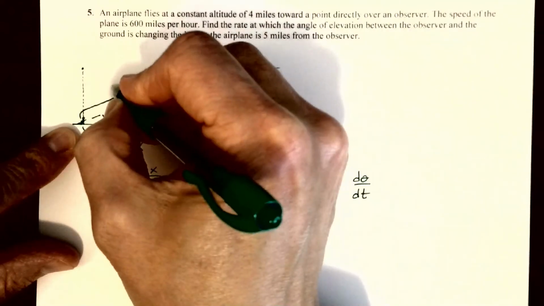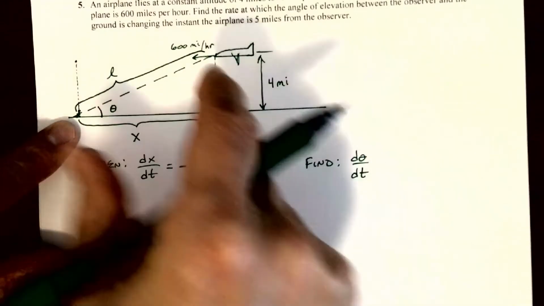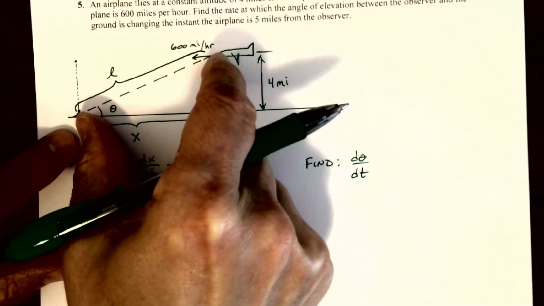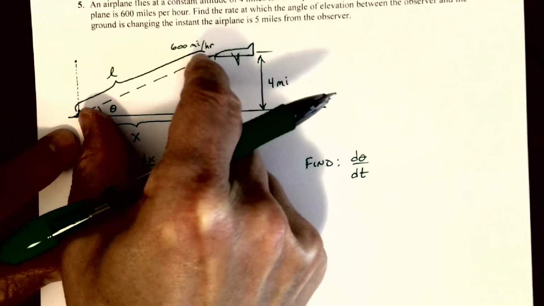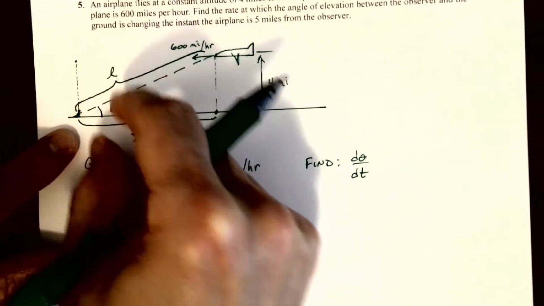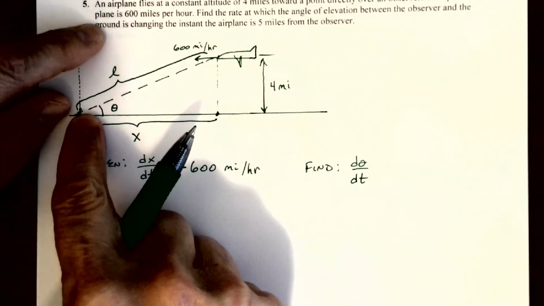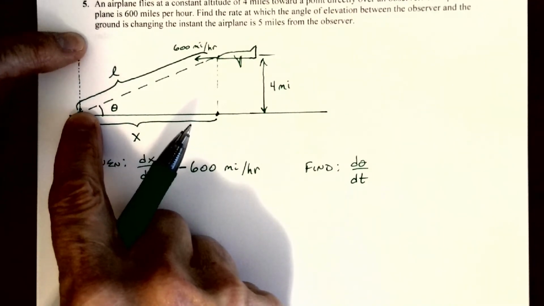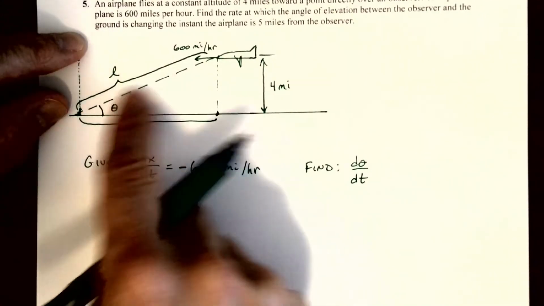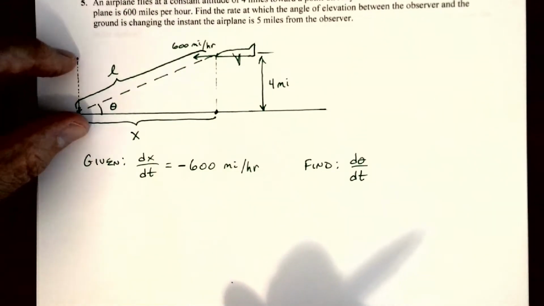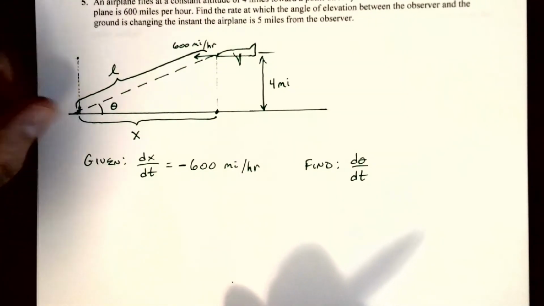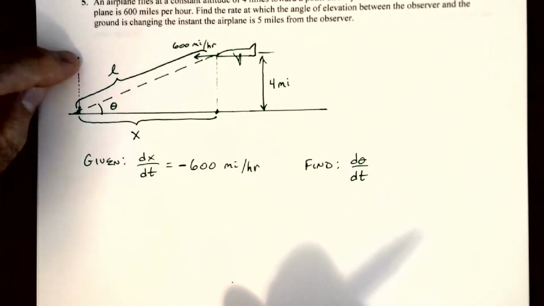The answer, it's changing. We'll call that L, the length of the distance between the observer and the airplane. Right? As the plane gets closer and closer, that distance changes. In fact, when the plane becomes directly overhead, then L goes to 4 miles. So L is getting smaller, getting closer and closer to 4 miles as the plane goes directly to that point directly above the observer.